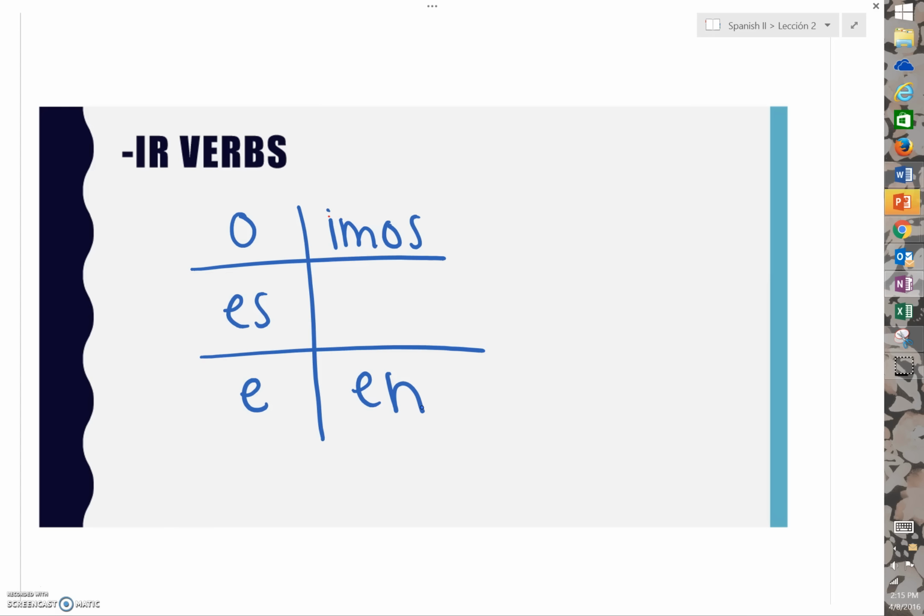Repitan. O, as, a, amos, an. O, es, e, emos, en. O, es, e, imos, en. These are our regular verb endings.